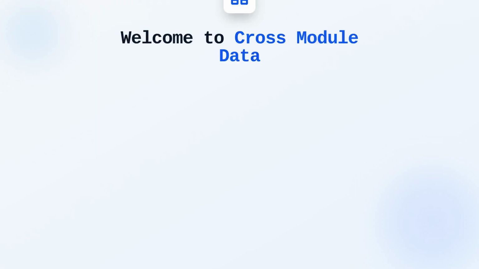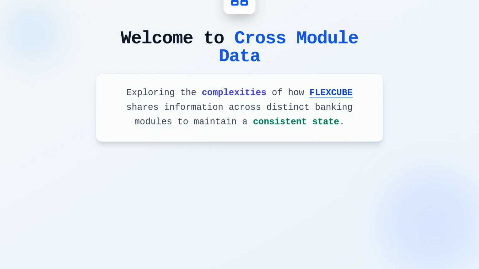Welcome to this lesson on cross-module data. In this section, we examine the complexities of how FLEXCUBE shares information across distinct banking modules to maintain a consistent state.